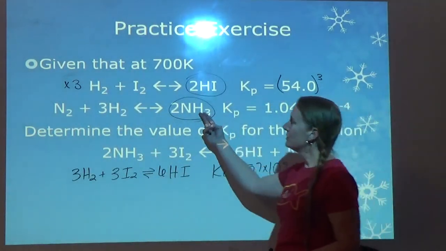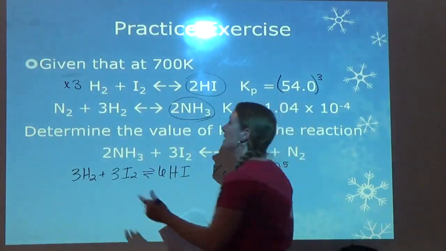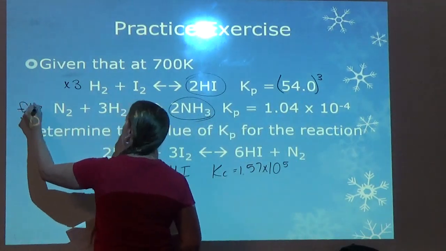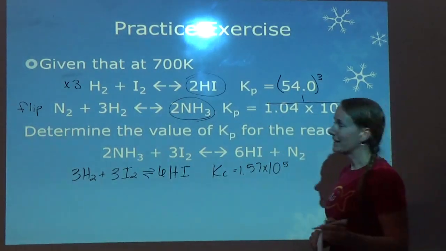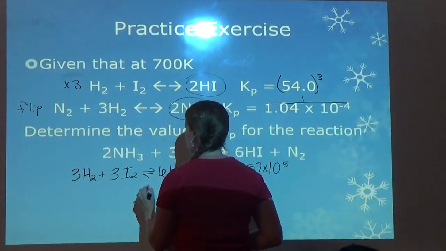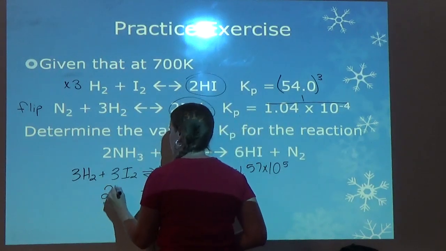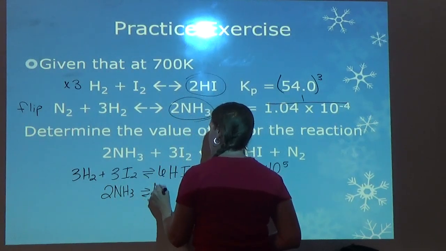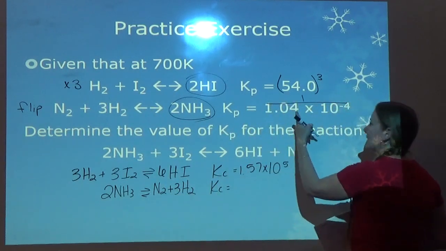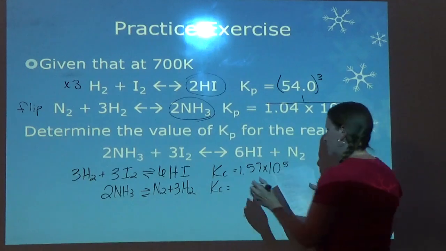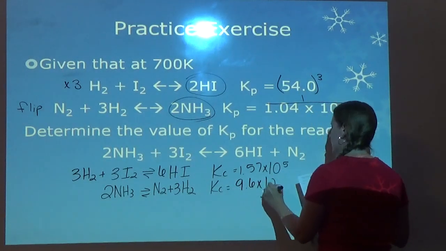All right, so I have 2 as a product. I want 2 as a reactant, so I need to flip this. Remember, once I flip the reaction, I do 1 over my K. So I'm going to flip this reaction real quick. I'm going to write my products first: 2NH3 yields N2 plus 3H2. So my new Kc, 1 over that, ends up being 9.6 times 10 to the 3.